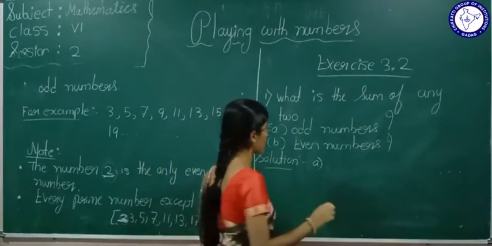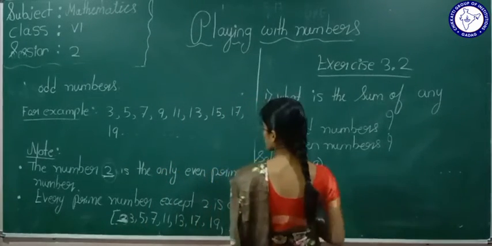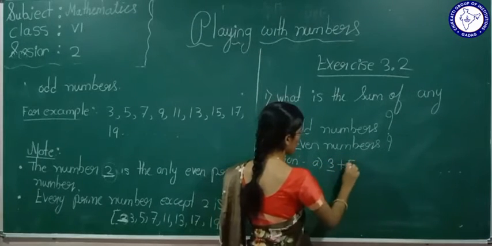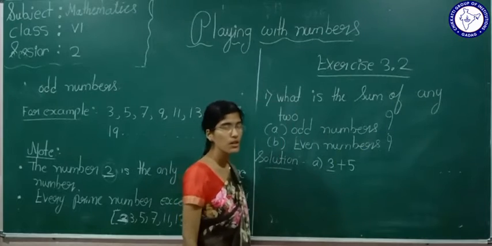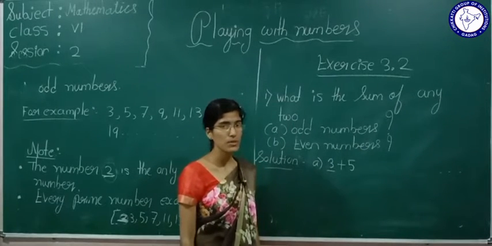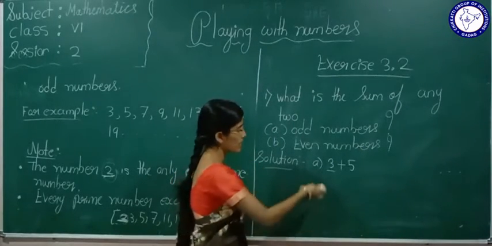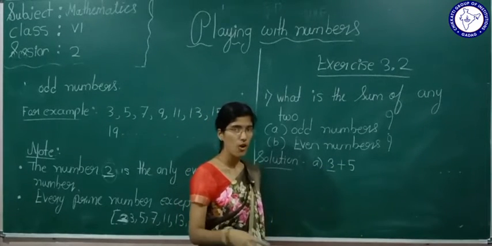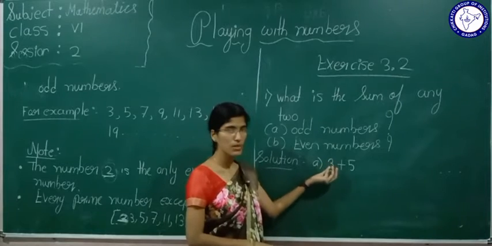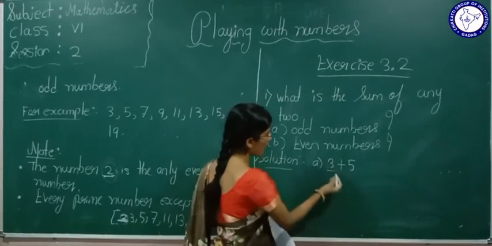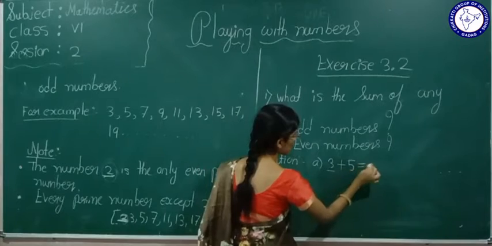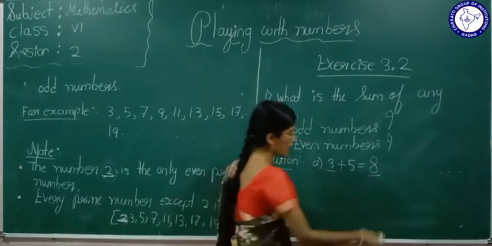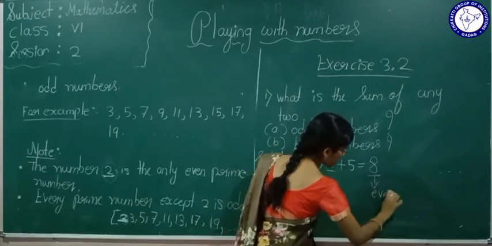Okay, no problem, I will take the two odd numbers. 3 is an odd number and 5 is also an odd number. What are odd numbers? Those numbers which are not the multiples of 2. Definitely 3 and 5 are odd numbers only. Now if I add this, 3 plus 5 is what, students? 8. Now tell me, is this 8 even number or odd number? Here 8 is even number.